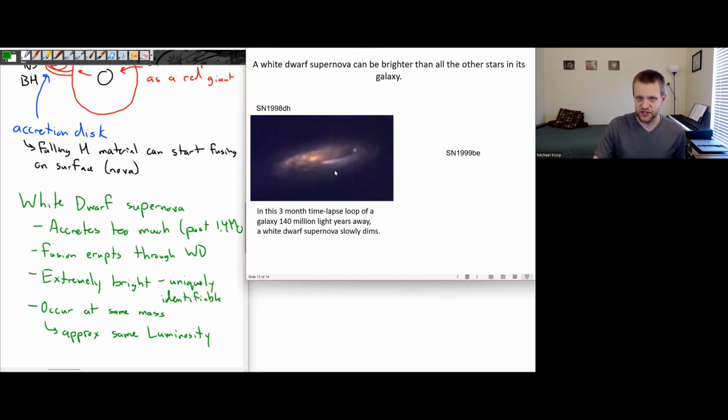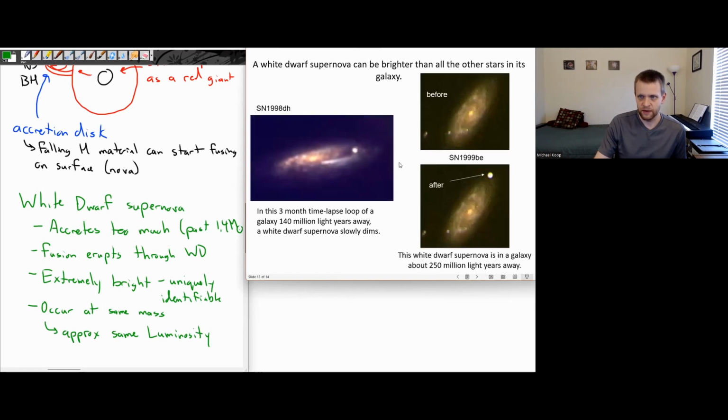This is a galaxy, and that one white dwarf supernova, this is a 3-month time lapse, so you see it gets brighter and then gets dimmer with a very characteristic pattern. In this 3-month time lapse, that one exploding white dwarf is outshining the entire rest of its host galaxy. This before and after, I don't know if I really needed to put a little arrow on here saying where the difference is between these two pictures. But again, these are incredibly, incredibly bright objects.